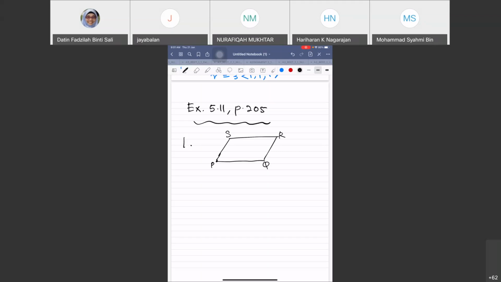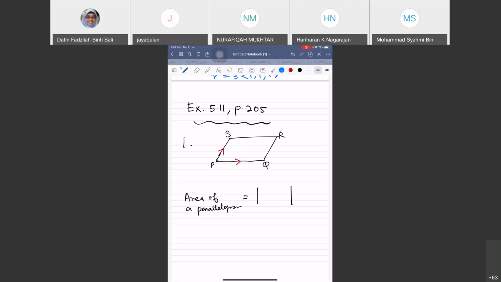Last time we said that the area of a parallelogram is the same as the magnitude of a cross product. So in this case, you have PQRS, and what you need to do is establish two vectors. As I mentioned, there are many possibilities. One possibility is you have your PQ cross PS.